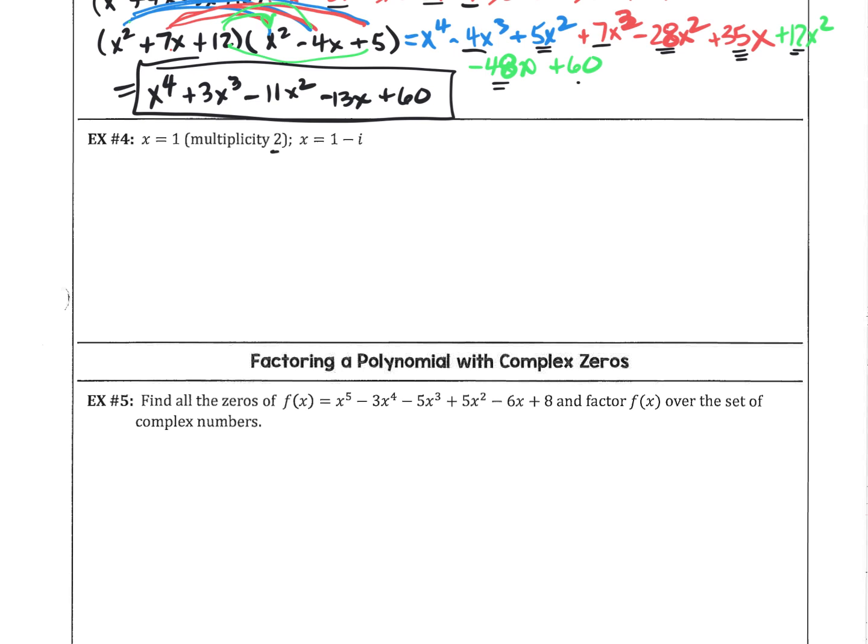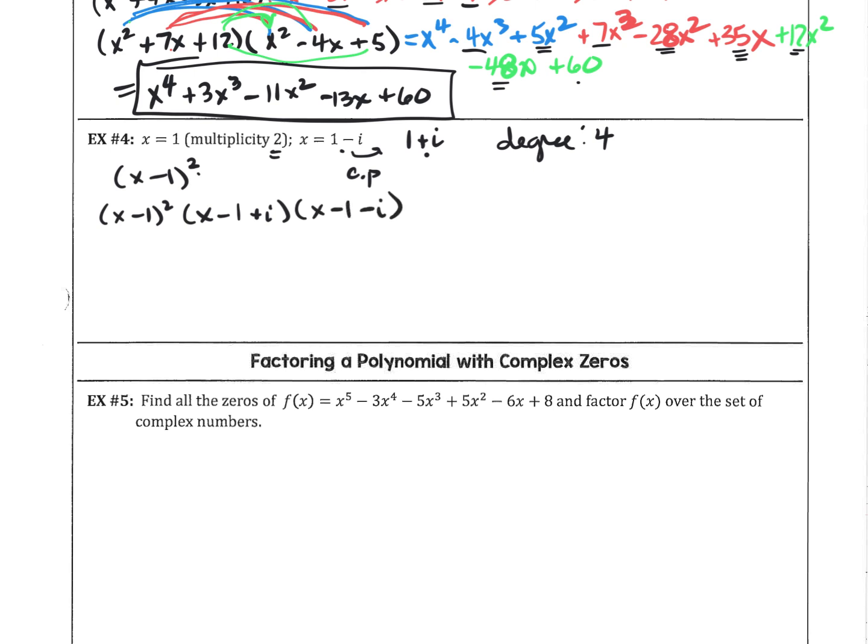Multiplicity of 2, what does that mean? That means that we have x minus 1, but we have x squared. This guy has a conjugate double, so we know it has a conjugate pair of 1 plus i. So we know the degree is going to be what? 1 here, 1 here, 2 here, so the degree is 4 again. So we should end up with x to the 4th at the beginning. So let's do this. So we end up with x minus 1 squared times x minus 1 plus i times x minus 1 minus i. And we're going to multiply this all the way out together.